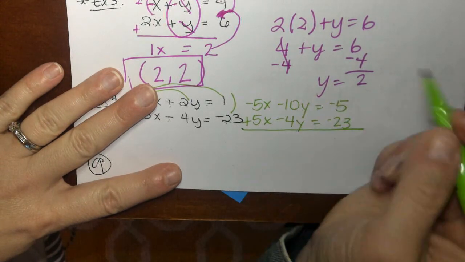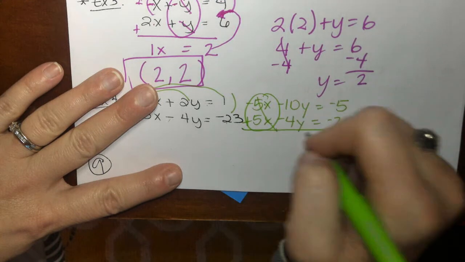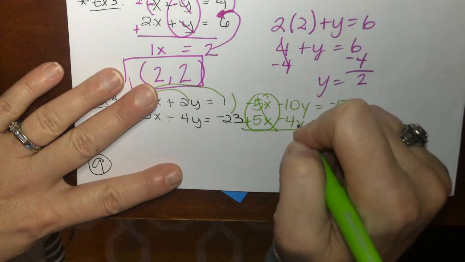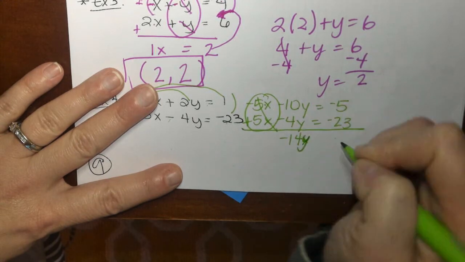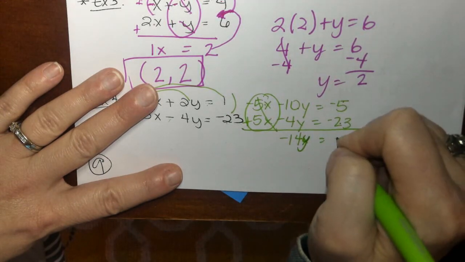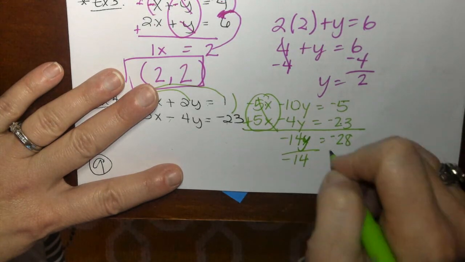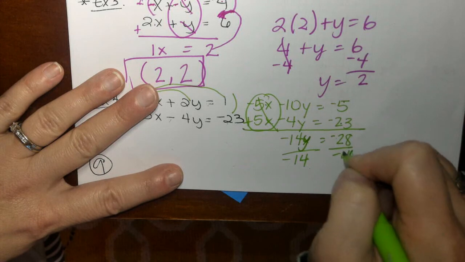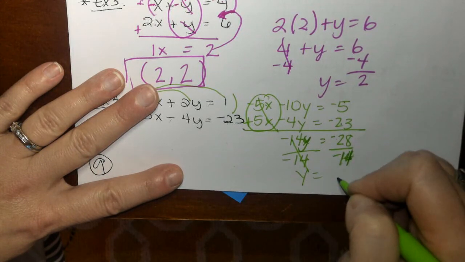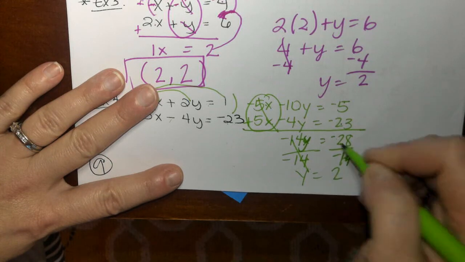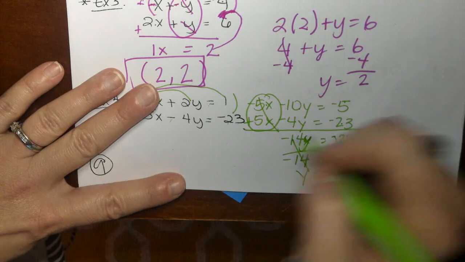And now we can add them up because these will cancel. A negative 5x and a positive 5x cancels. So now we have negative 10 plus a negative 4 is negative 14y. And then negative 5 plus a negative 23 is a negative 28. Let's divide by negative 14. And we get y equals 2. Positive 2. A negative negative cancels. So y equals 2.